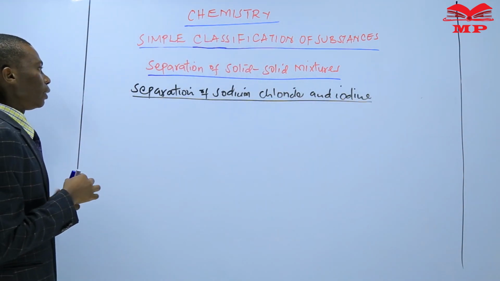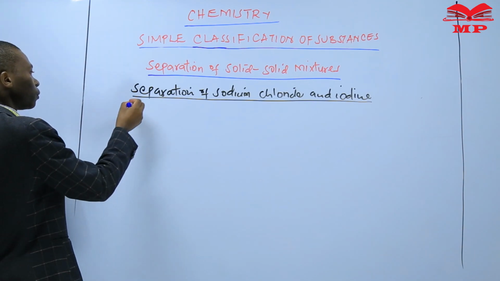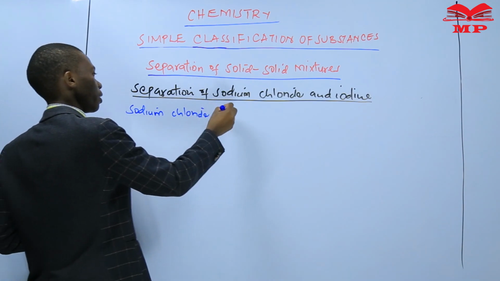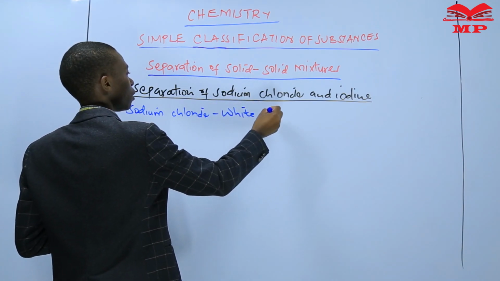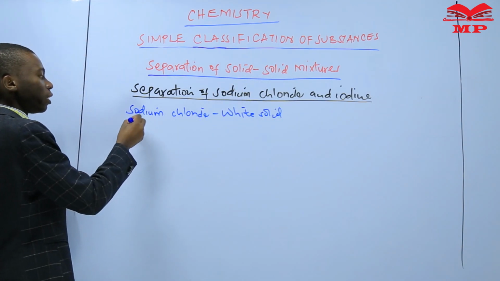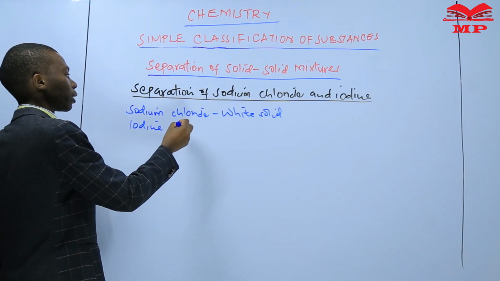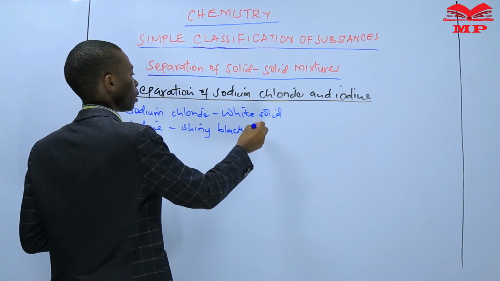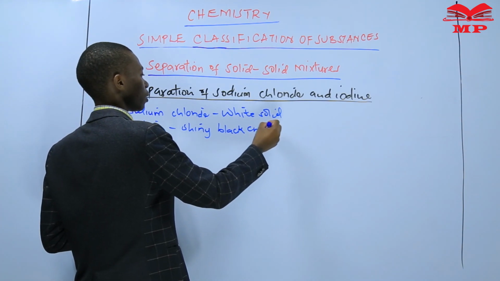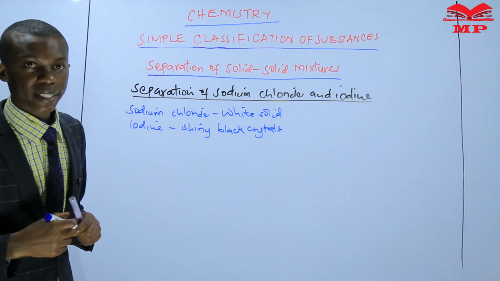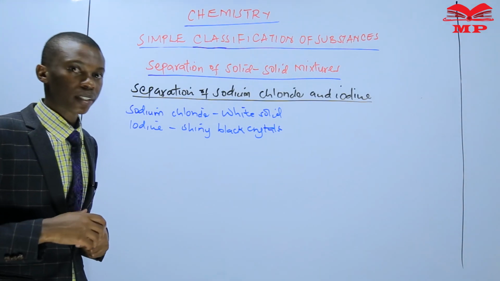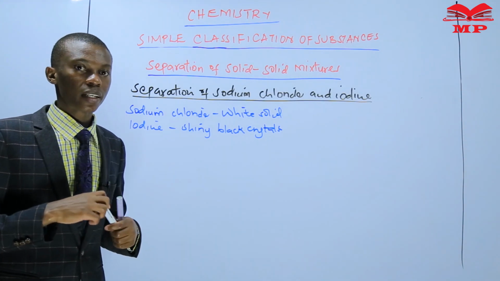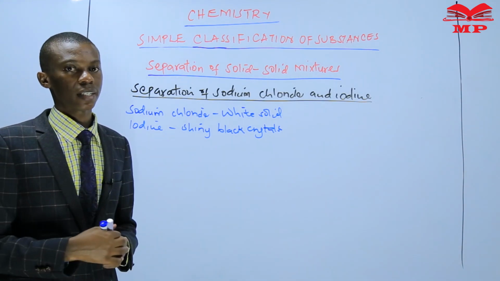Sodium chloride is a white solid, while iodine is shiny black, or they are just shiny black crystals.